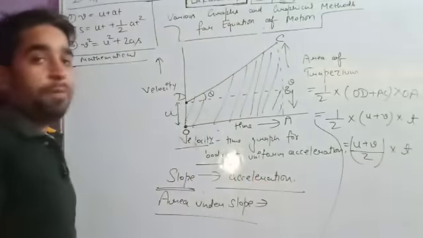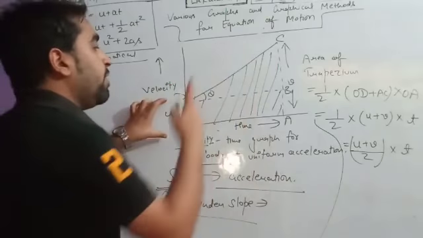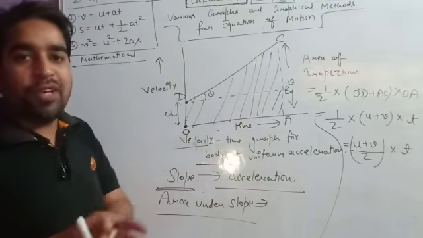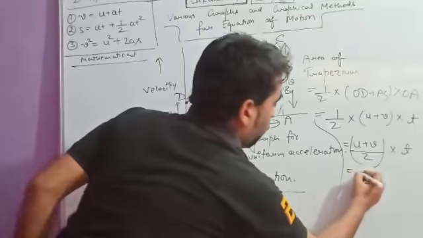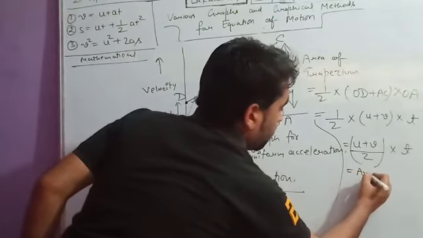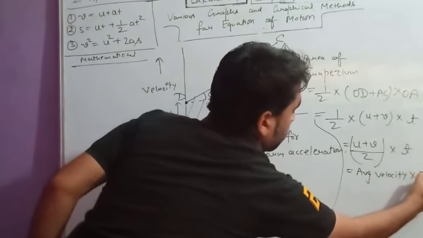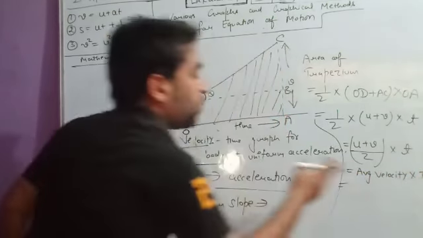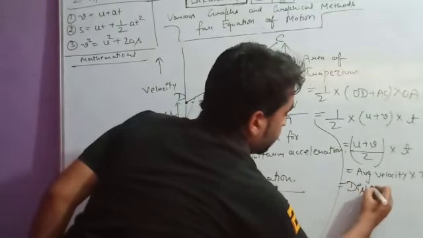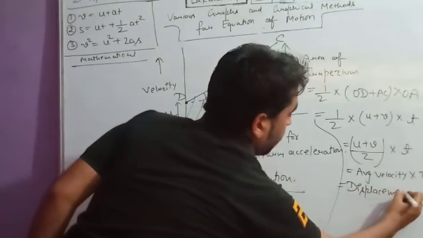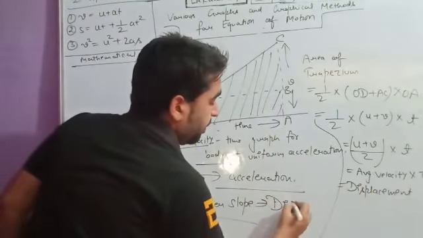Now students, (u plus v) upon 2. Initially the velocity was u and finally the velocity is v. So (u plus v) upon 2 is what? This is the average velocity. So average velocity into time is always the displacement. So students, we have got the answer that area under the slope represents displacement.